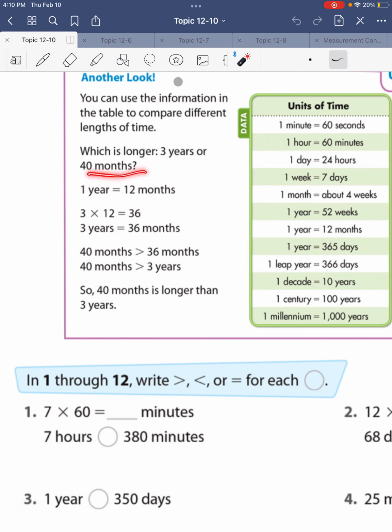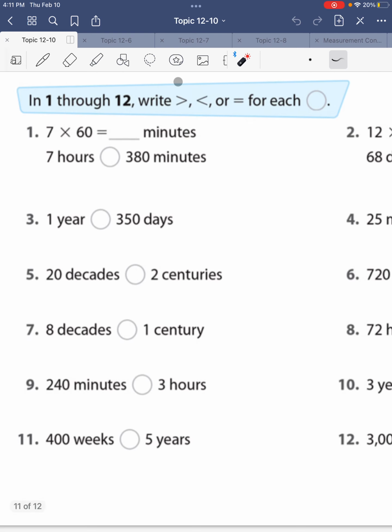Here it even shows you an example. It says, which is longer, 3 years or 4 months? So it takes the biggest one, the years, and says, I know that 1 year is 12 months. If you have 3 years, all you have to do is 3 times 12, and you have 36. So instead of 3 years, you have 36 months, which equals 3 years, and they even put that there. Then you compare them: 40 months to 36 months, 40 months is more. So let's try doing that.